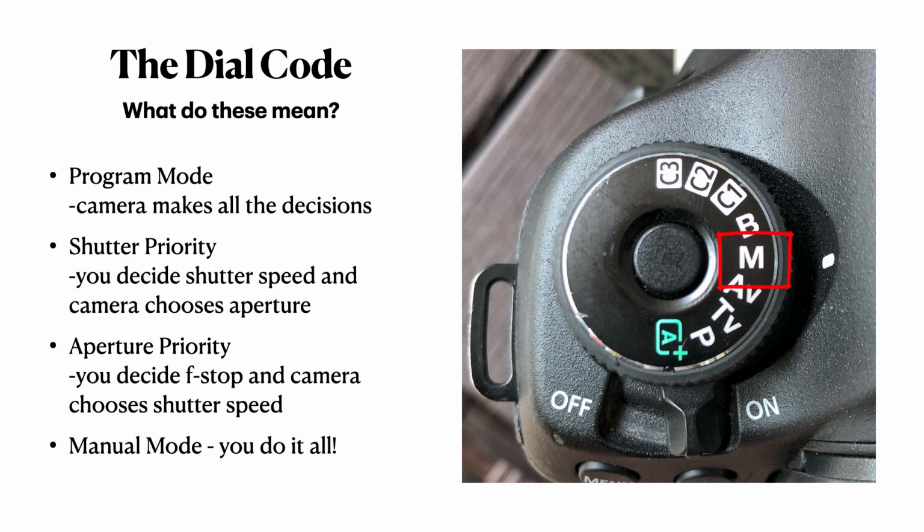Finally, M, manual mode. This is where you do it all. You are choosing the aperture and the shutter speed, which is great because it gives you total control. You don't have to worry about the camera giving you too much depth of field, or however it is.